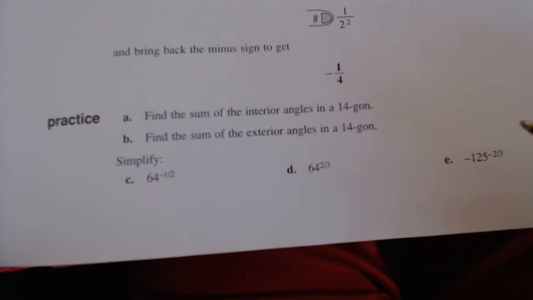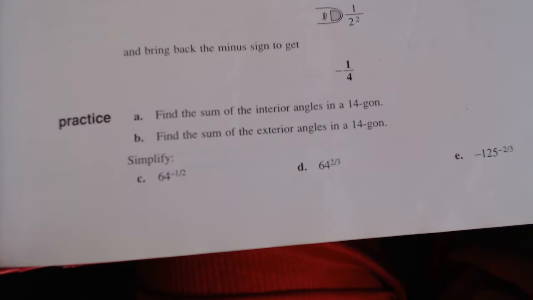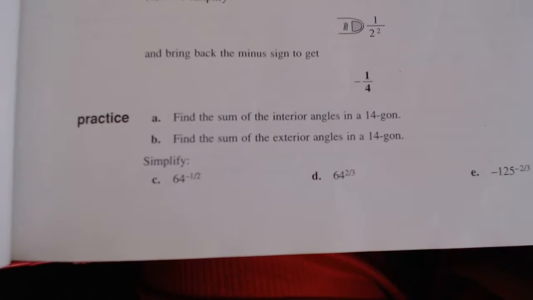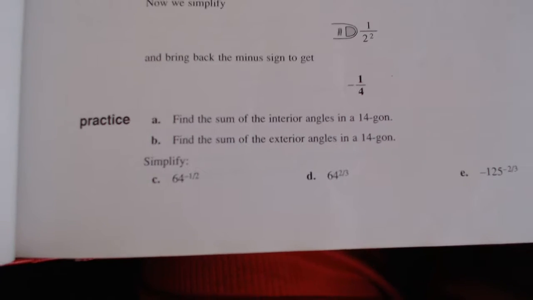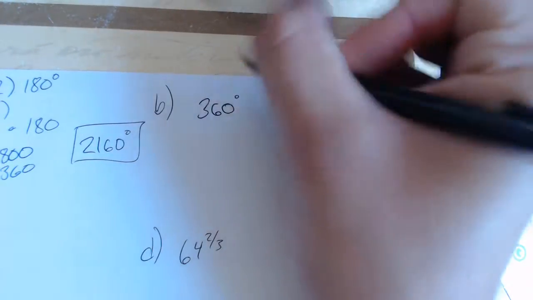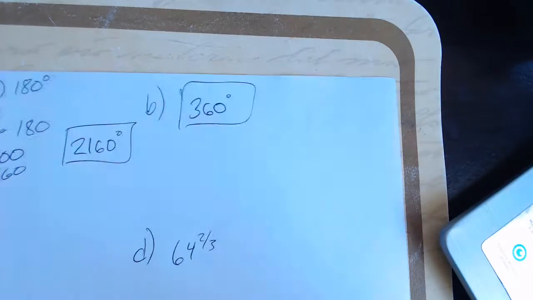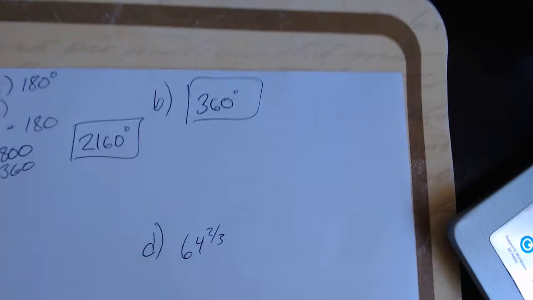They want us to find the sum of the exterior angles in a 14-gon. The reason why this is a trick question is because the sum of the exterior angles in any convex polygon, meaning it doesn't have a cave in it or it's not concave, is going to be 360. So, the answer to B is just 360. You can just remember that because all exterior angles always add up to 360. It's like if you were to spin in a circle, you would spin 360 degrees. So those are pretty easy.